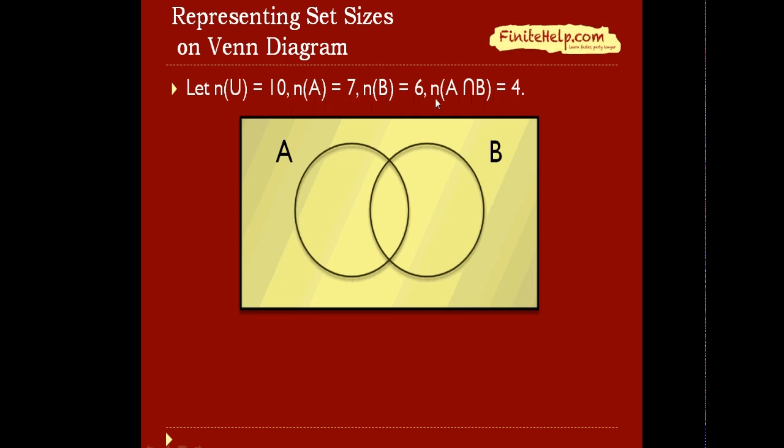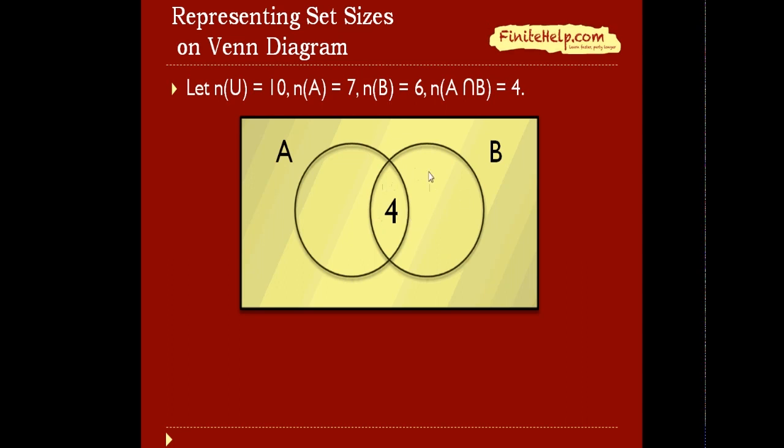When you're working on set sizes, you always want to start from the middle. So here we have the middle, A intersect B, which is 4. So A intersect B is this middle area here. So that's 4. So now we know that the middle area is 4.